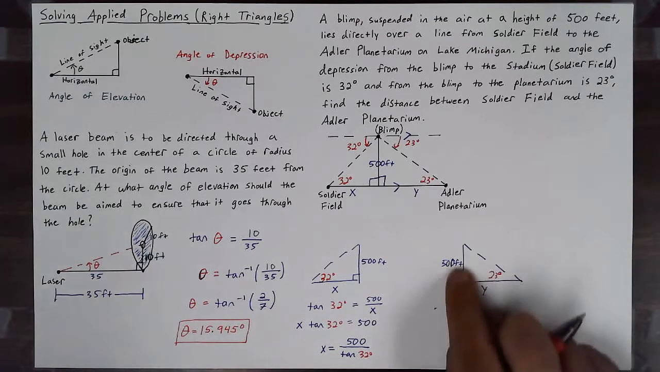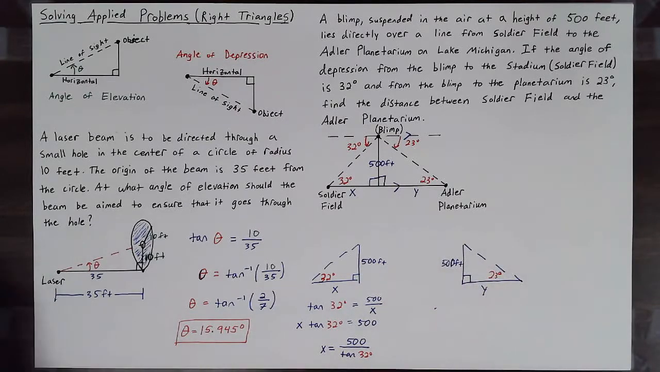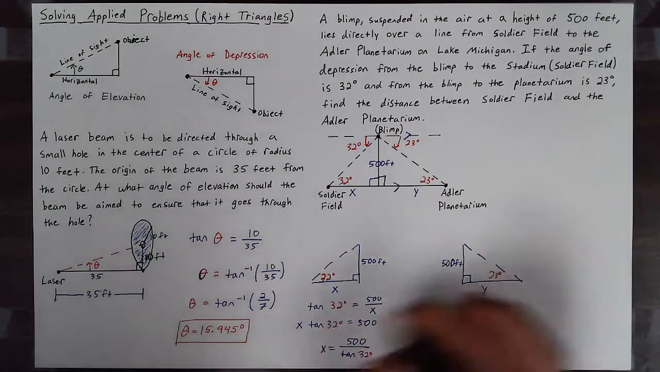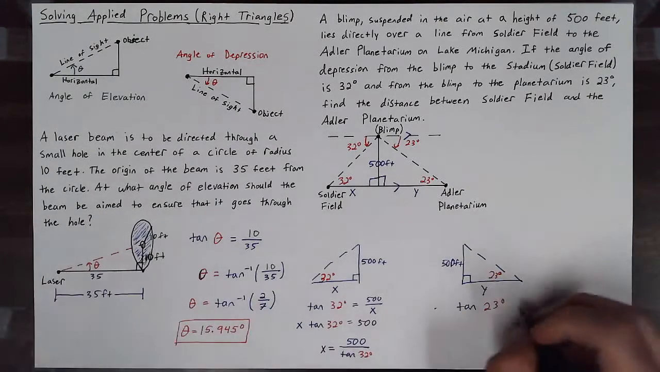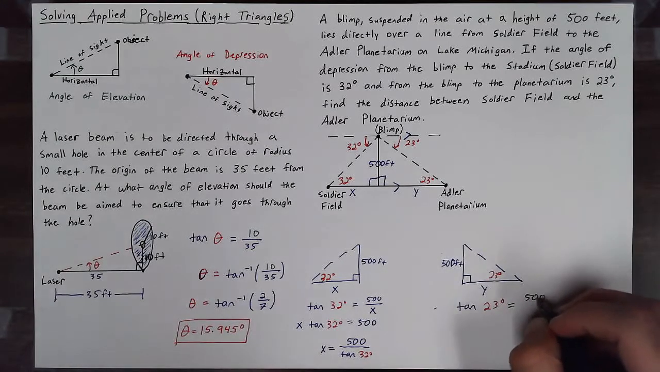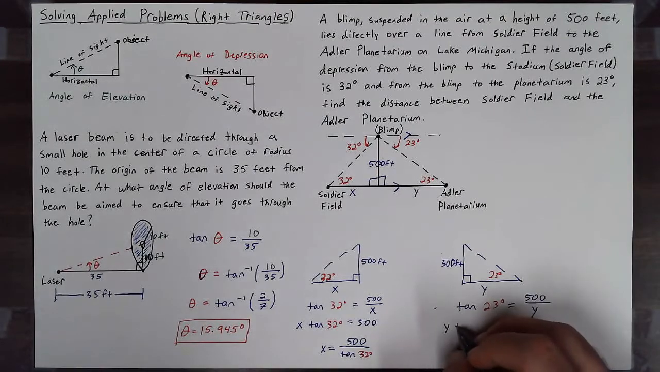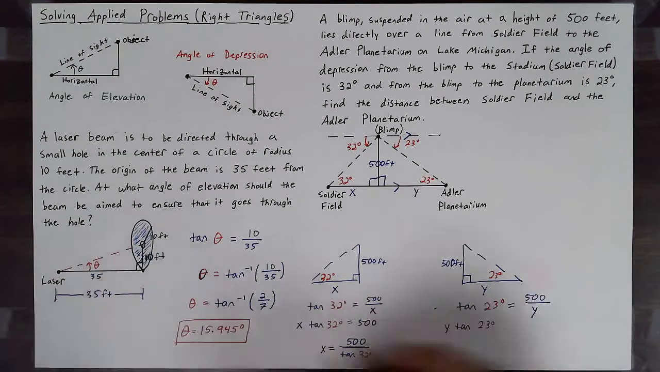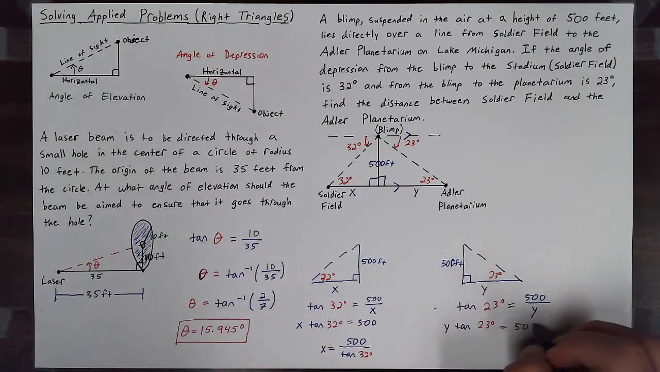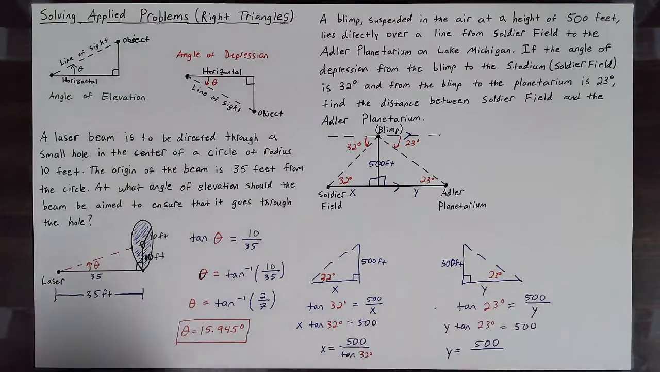And I can also do a very similar practice over here because I also have the opposite and the adjacent side to the 23 degrees. So I can say that tangent of 23 degrees is equal to the opposite side, which is 500, over y, and solve it in a very similar way. Multiply by y, and then divide by tangent of 23. So y will equal 500 over the tangent of 23 degrees.